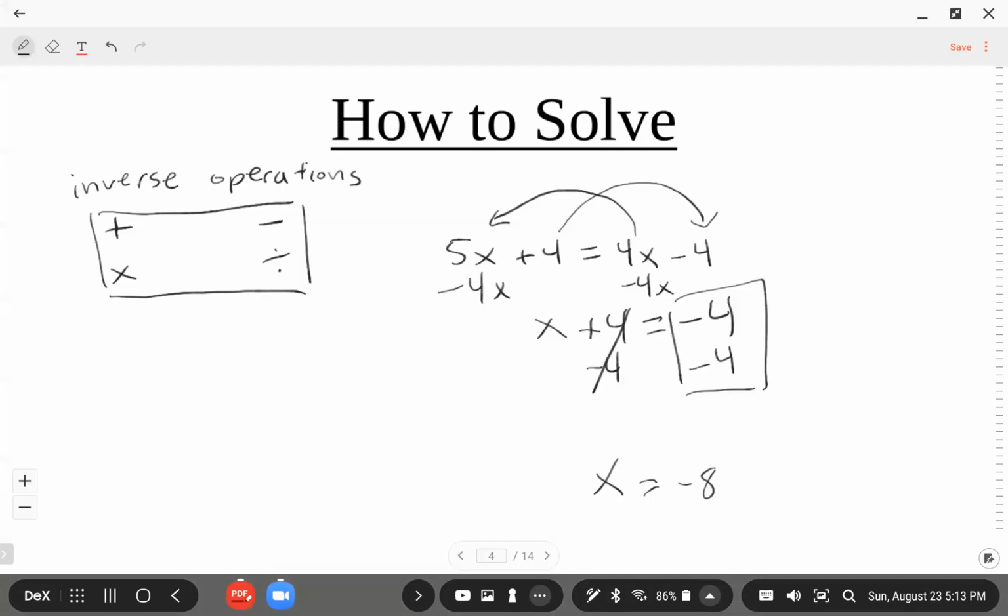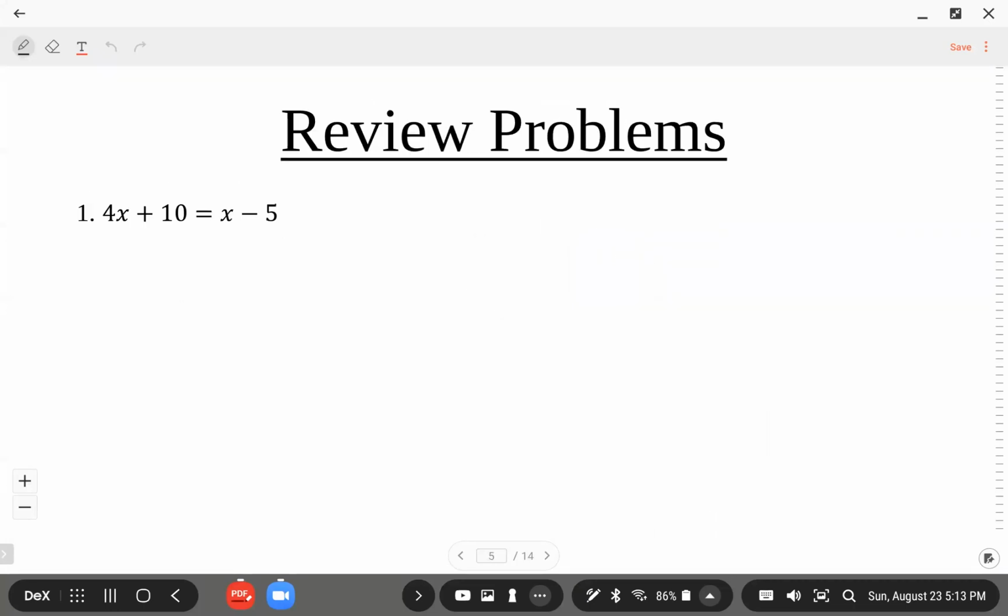And so I know a lot of you already know this. So let's start with some review problems. Okay, and we'll speed through these. And then once we're done with these, we'll start doing some other, more advanced problems. So the first review problem is very similar to the example that we just solved.